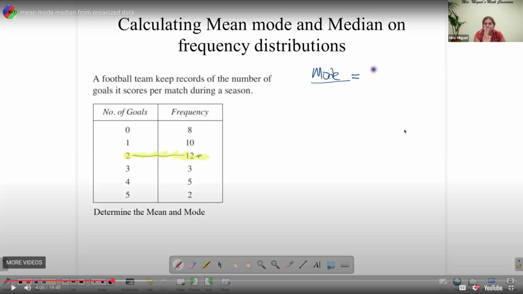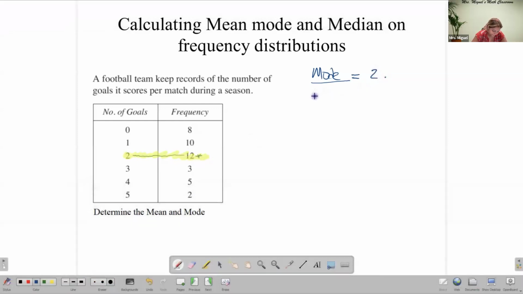And let's not confuse the 2, right? Please do not write that the mode is 12. The mode is not 12. The mode is the number of goals with the highest frequency. The highest frequency is 12, and that corresponds to the number of goals of 2. So mode is 2, or you can say the modal number of goals if you're writing it in a sentence. The modal number of goals is 2.